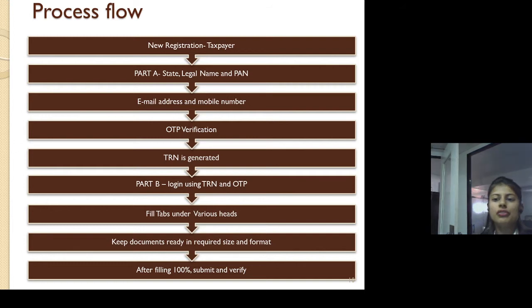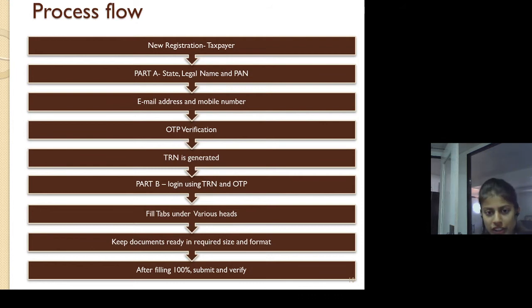After that, you have to add an email ID and mobile number. See, for email ID and mobile number, make sure, because you will have to immediately verify these two details with the help of OTP. After you have entered all these 5 details in part A, you will be asked to put a CAPTCHA code, which will be preceded by an OTP verification. After OTP verification is done, a TRN will be generated.